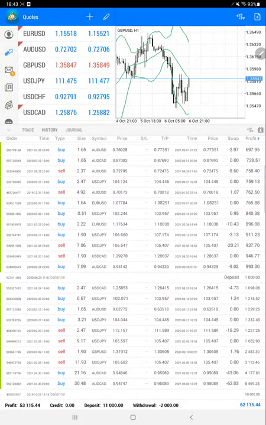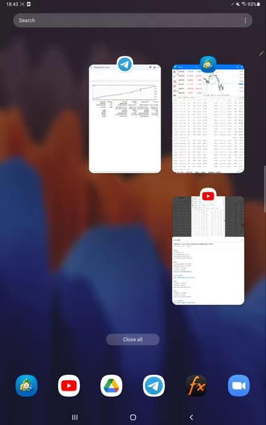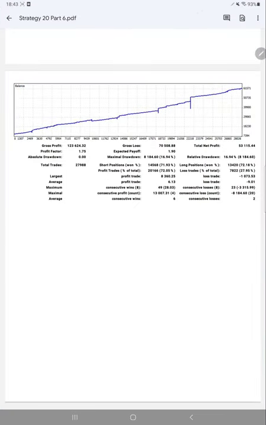So here is the current profit update, and the current profit is $53,115. And here it is showing a current balance which is around $62,115. We'll also verify the trading account statistics from the statement, and here is the statement.